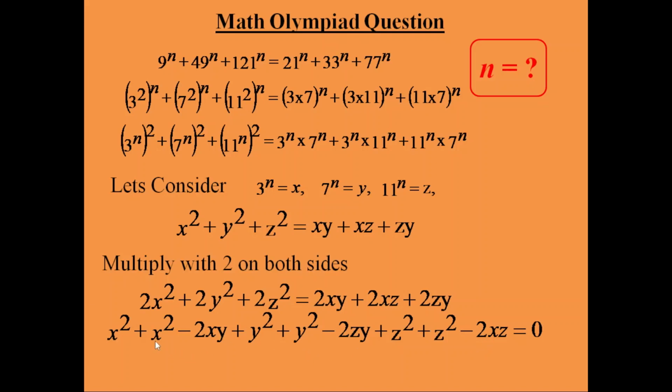Here in this equation we can see these three terms x square minus 2xy plus y square are of the form a minus b whole square. So it will become x minus y whole square. Similarly, these three terms y square minus 2zy plus z square are of the form y minus z whole square. And take this x square and z square minus 2xz. These three terms we can write as z minus x whole square.